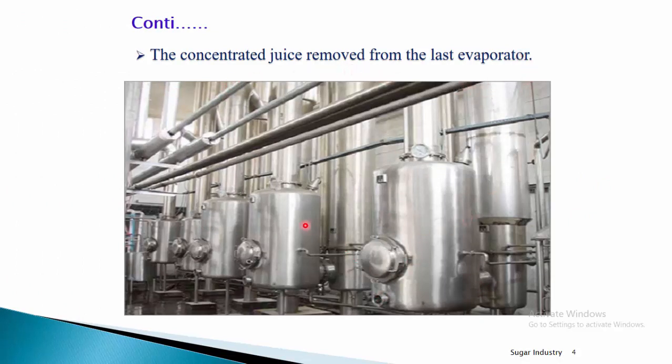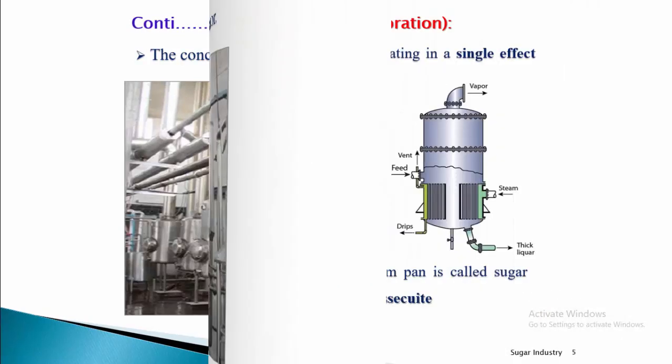Here we can see 1, 2, 3, 4, 5. Likewise, sometimes 4 or 5 multi-effect evaporators can be used for the concentration of the juice. At the end of the last evaporator, the concentrated juice is removed. Here you can see from the pictures the different series of multi-effect evaporators.